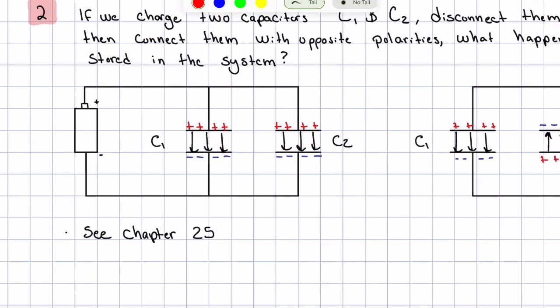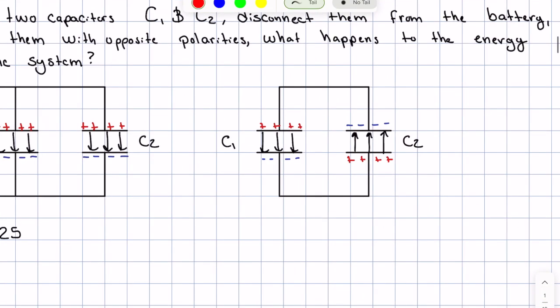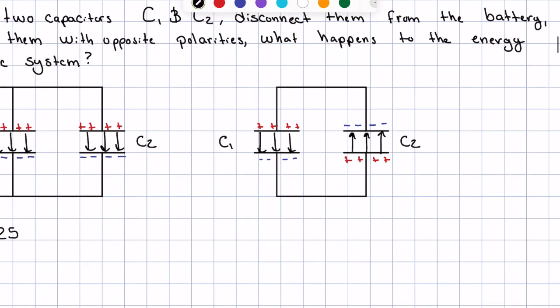What they mean by connect them with opposite polarities is not flipping both of them. It means connecting them such that the positive and the negatives are connected to each other. So I draw that out here where I take this one and I flip it upside down. So its negative side is here and its positive side is here. To answer this question, which deals with energy, we need to know our energy equations. Hopefully you're provided with your equation sheet.